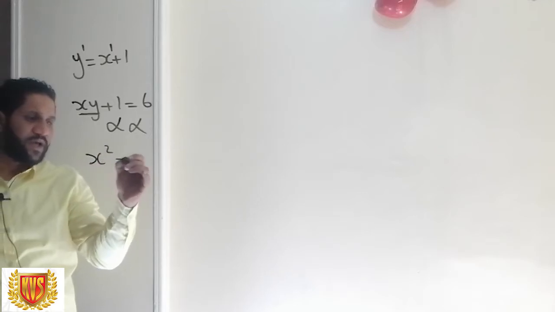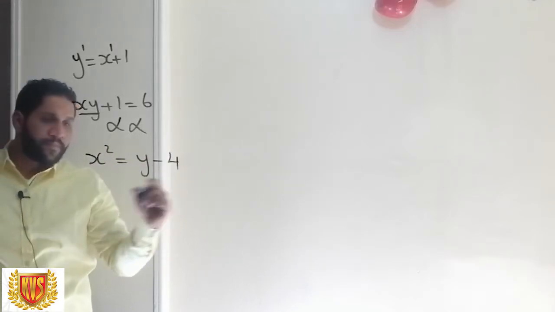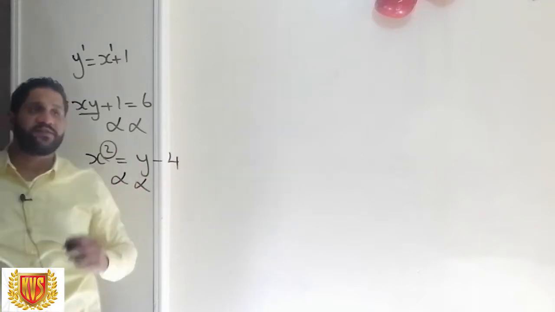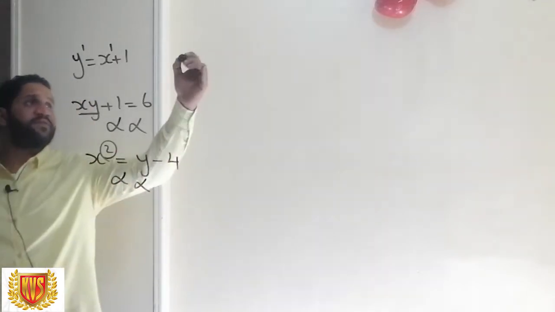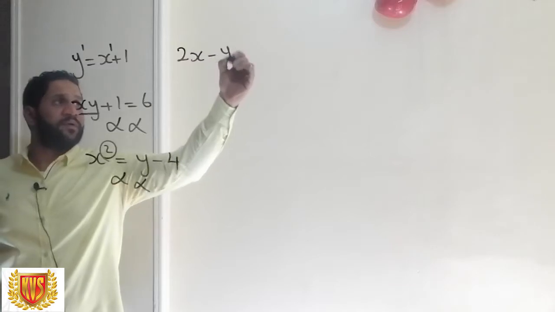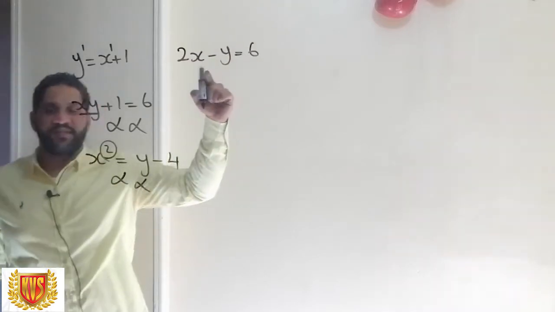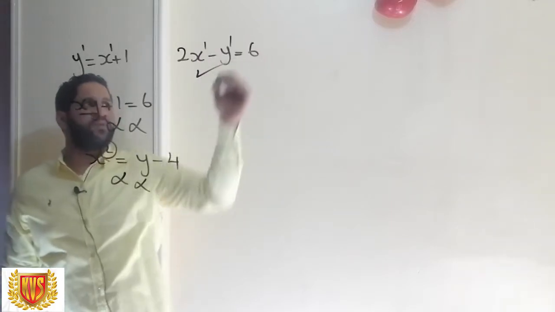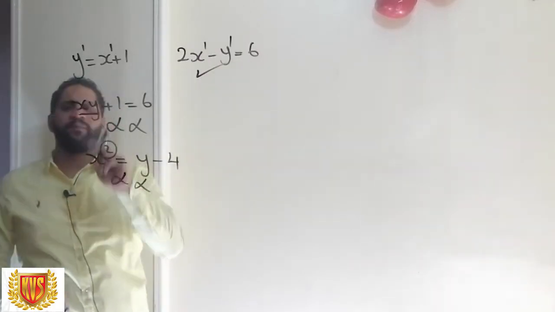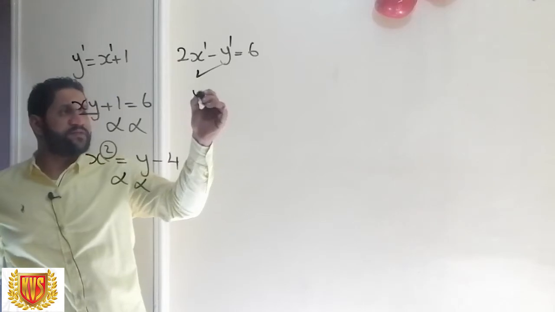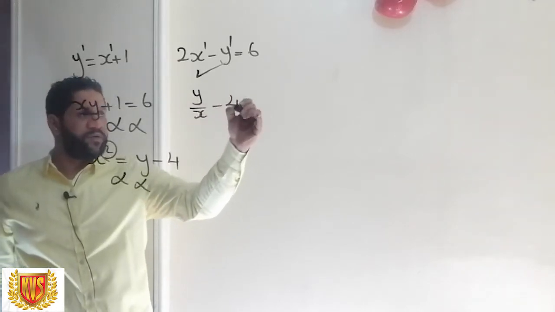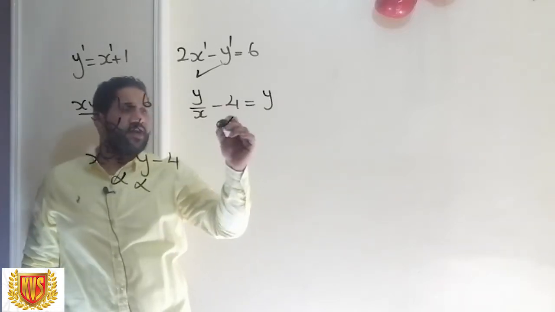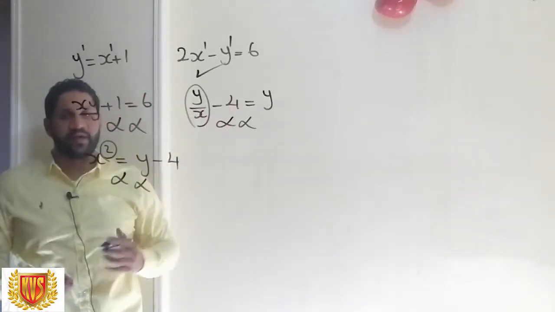If I have something like this, is this an equation of a straight line? No. Why? Because x is not power 1. If I have something like this, is this an equation of a straight line? Yes. Why? Because x is power 1 and y is power 1, and they are not multiplied by each other. If I have something like this, is this an equation of a straight line? No, because y is divided by x.